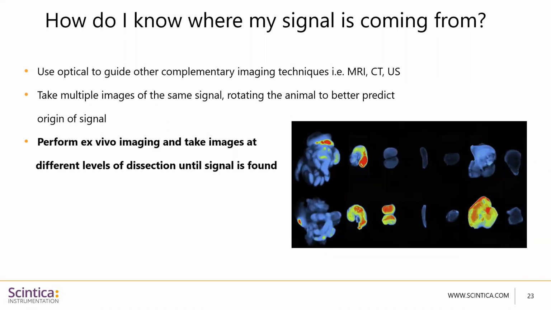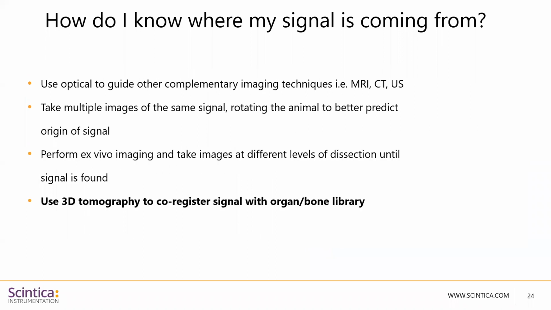The next option is to perform ex vivo imaging and take images at different levels during dissection until your signal is found. This is a really great option, both for those doing fluorescence and bioluminescence imaging. For those that are interested, just for sake of time, I'm not going to go into details of how to do ex vivo imaging, but feel free to reach out, and I'm happy to help you, because I know this can be a technique that some people are less familiar with.